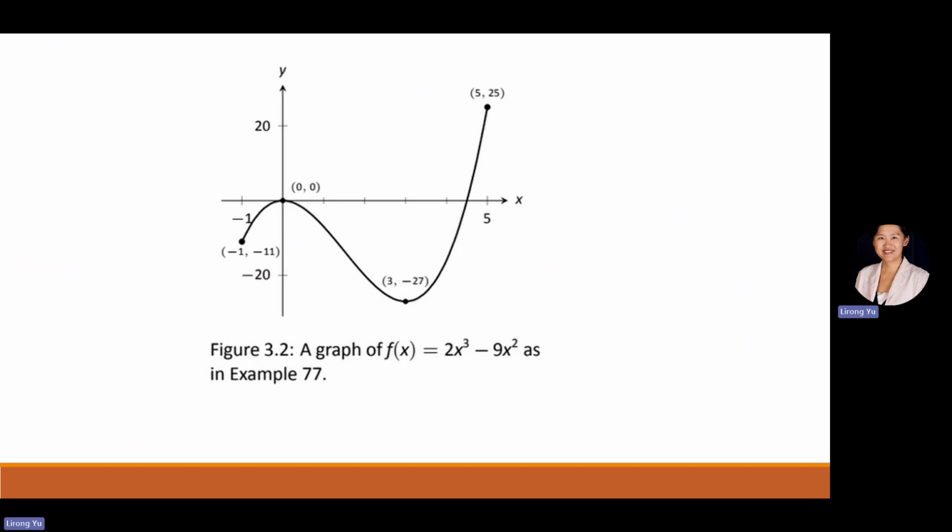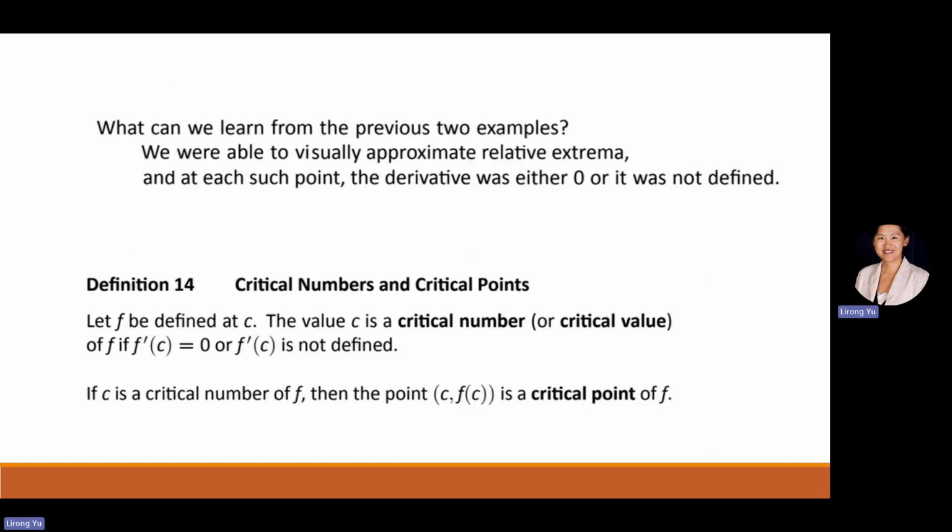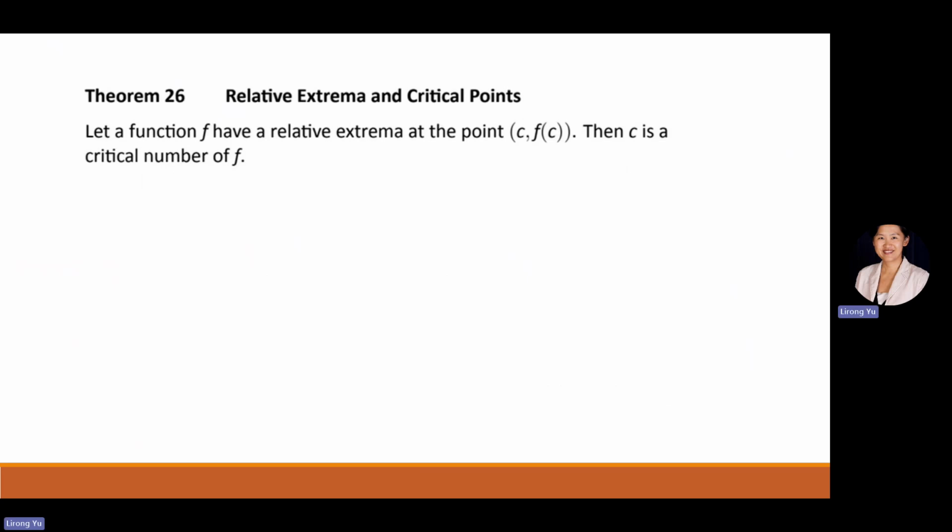So we are defining them with a special name. We call them the critical value. Whenever the derivative equals zero or the derivative does not exist, those are very important points. And those important points, we call them the critical number or critical value for the function. Right, so we say that if you have a function that has a relative extremum at a point, then this number must be a critical value.